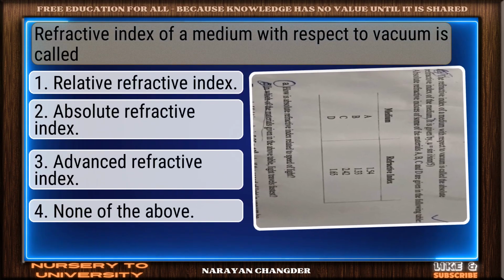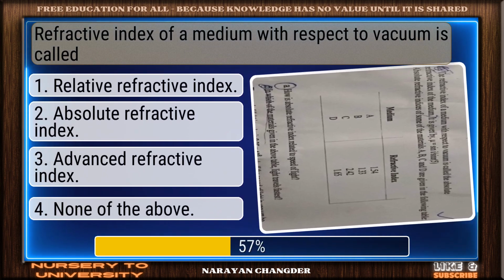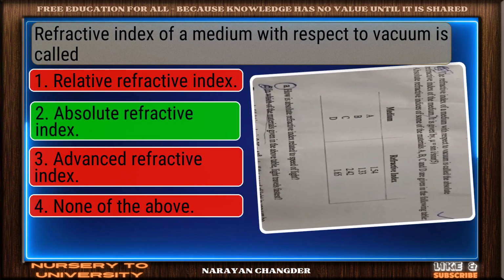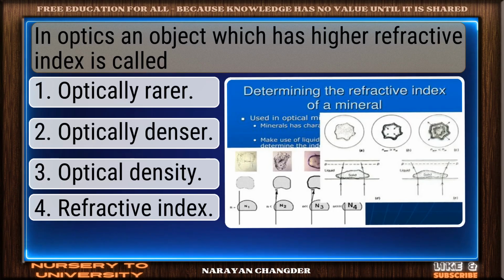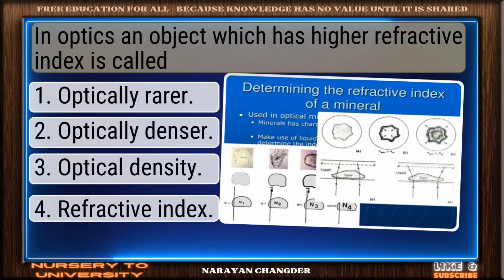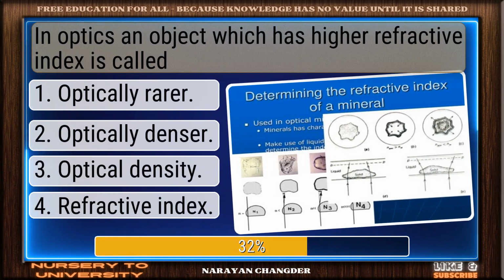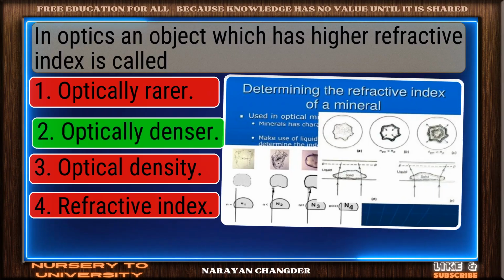Refractive index of a medium with respect to vacuum is called... Excellent. Absolute refractive index is a brilliant choice. In optics, an object which has higher refractive index is called... Well done. Optically denser is the right choice.